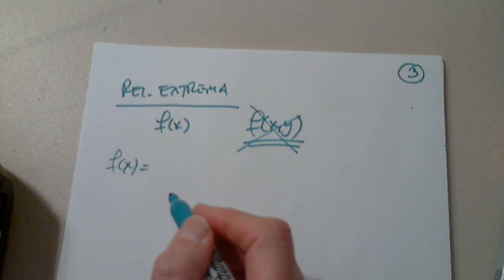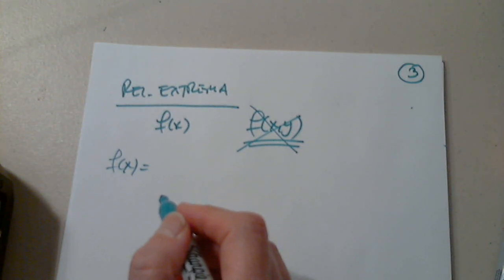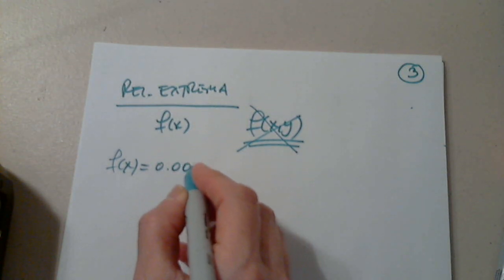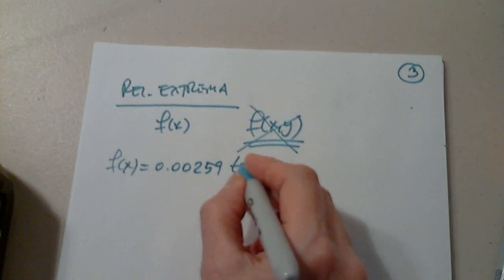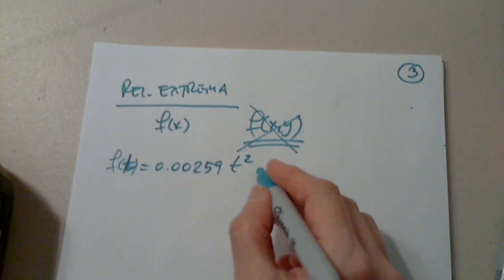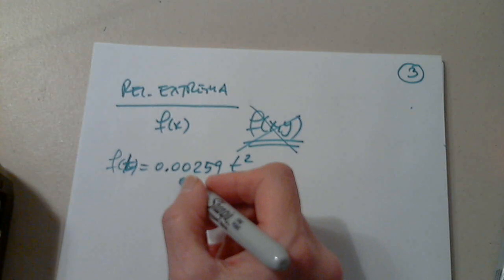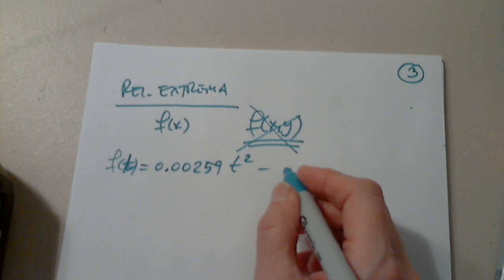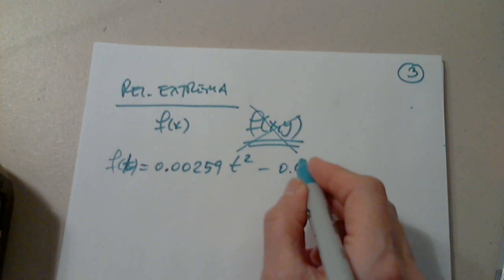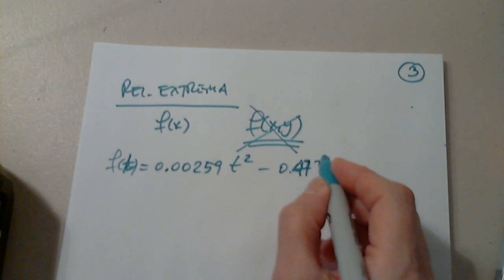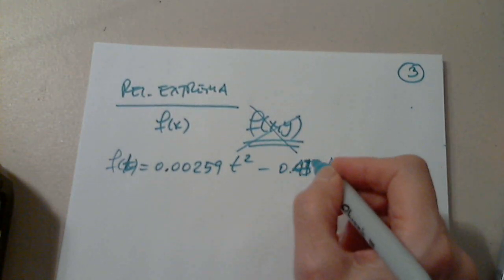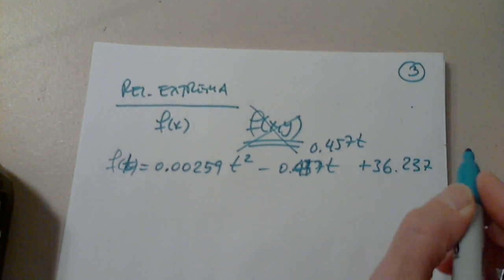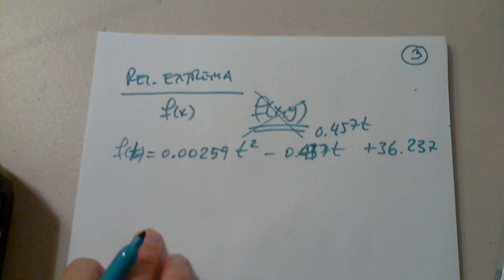Is it on a closed interval? There's no closed interval. Okay. It says 0.00259 t squared minus 0.457 t plus 36.237. Are there 2 zeros after the decimal point or 3? Just 2. Okay, perfect. So we want to find the relative extrema for this.